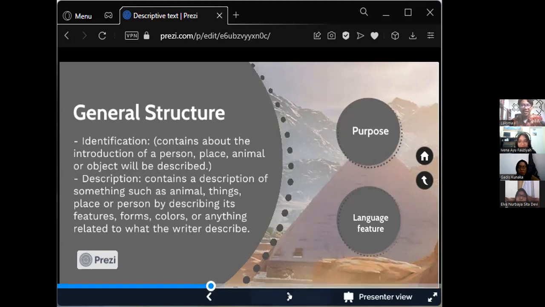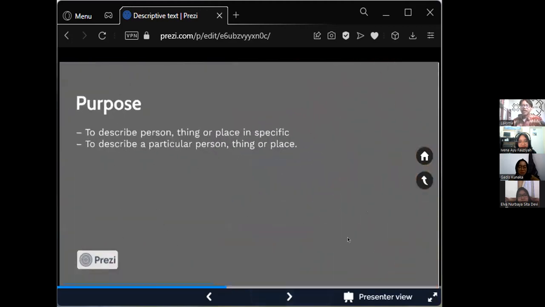Okay. So before we jump to the purpose, I would like to ask a question. What is the purpose of this text? Why is someone writing a descriptive text? Anyone? To describe things. Okay, that's 90% right, but good, great job. So the purpose of this text is to describe a person, thing, or place, but in specific. That is the key to the purpose of this text. If you want to describe anything, please be specific, because if you are too broad in describing something, the reader can feel confused about what this text is talking about.